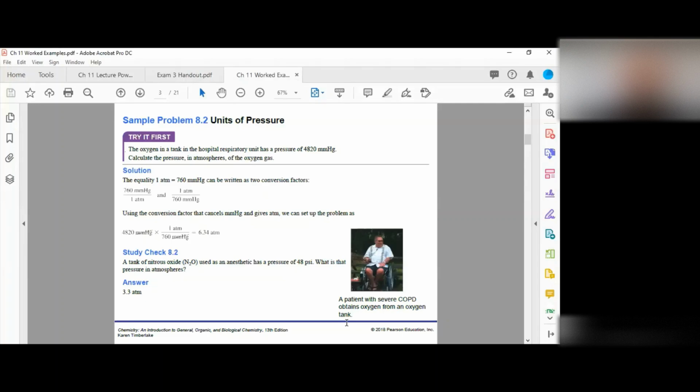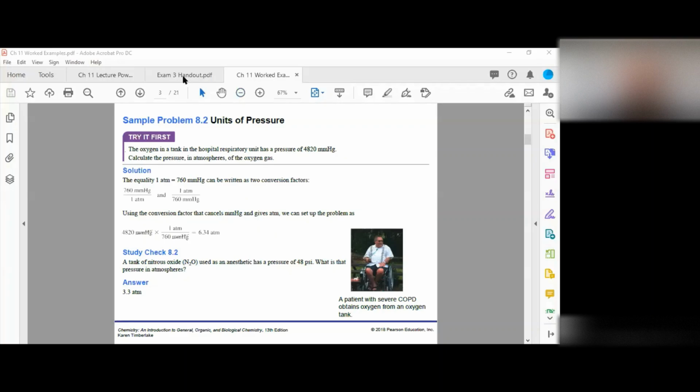So the worked example file, I have a question that's on slide number 3, sample problem 8.2. The oxygen in a tank in the hospital respiratory unit has a pressure of 4,820 millimeter mercury. Calculate the pressure in atmospheres. Okay, so that's a simple unit conversion. So you are given 4,820 millimeter mercury, and you are being asked to get it to atmosphere.